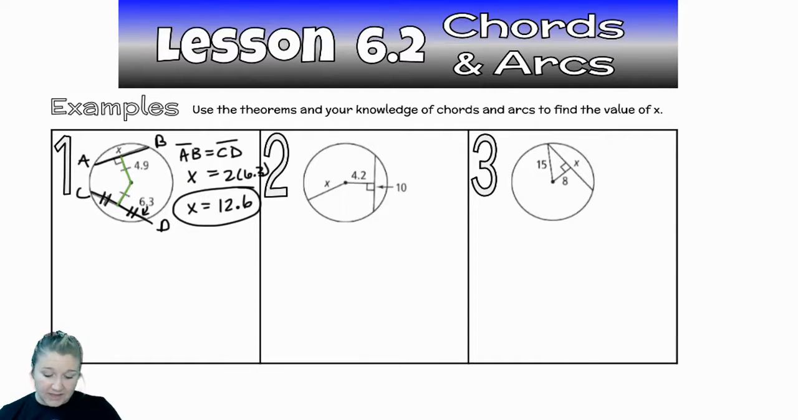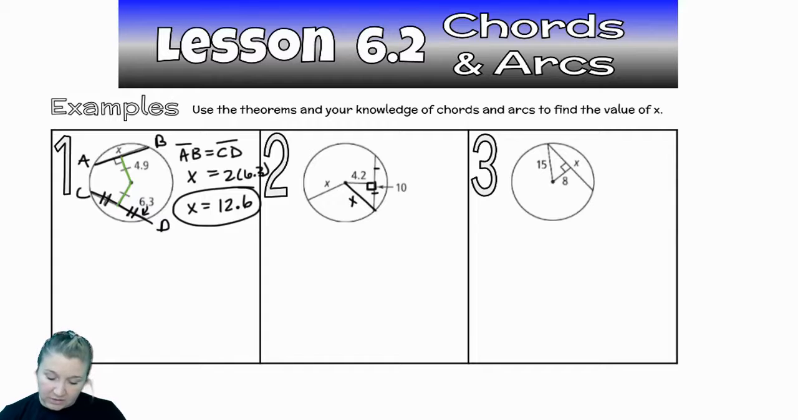All right, so we're trying to find X here. We have a chord that is 10, and then it's 4.2 from the center, and we have X, that's the radius. So the radius is the distance from the center to any edge of the circle. If that's X, then this is X right here as well. It goes from the center to the edge. Well, that's the case. This is a right triangle. This makes a perpendicular bisector, and it cuts the chord in equal parts.